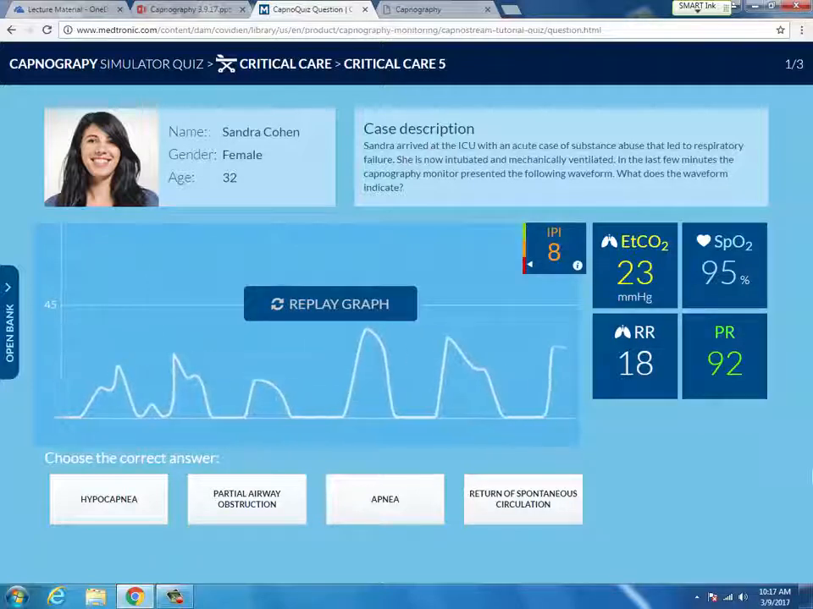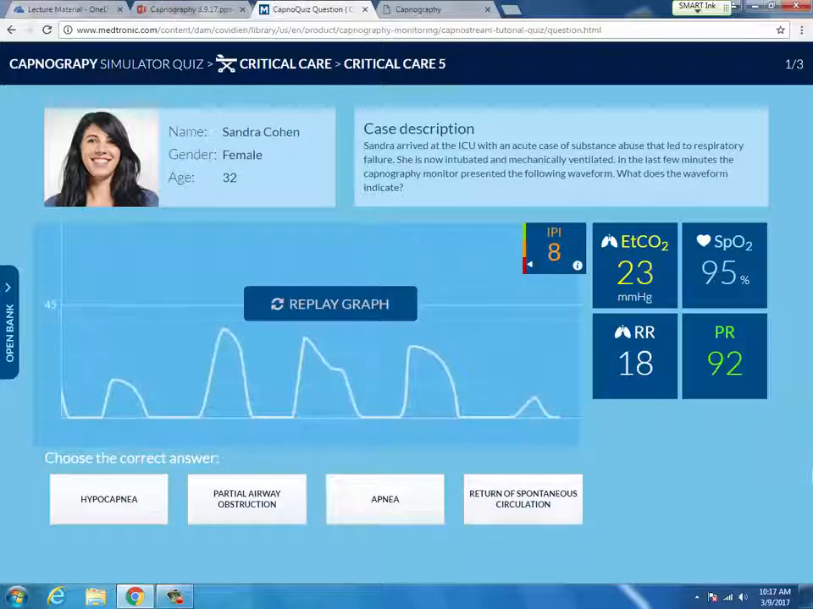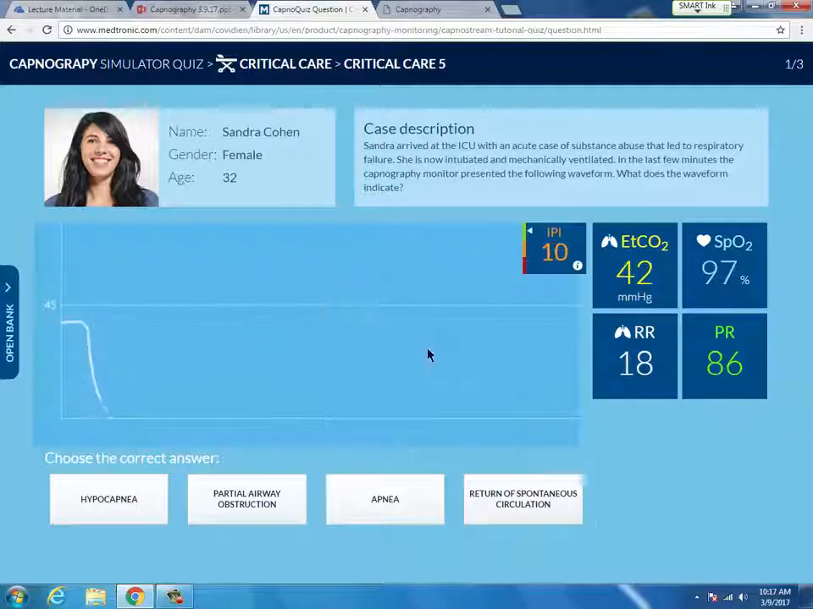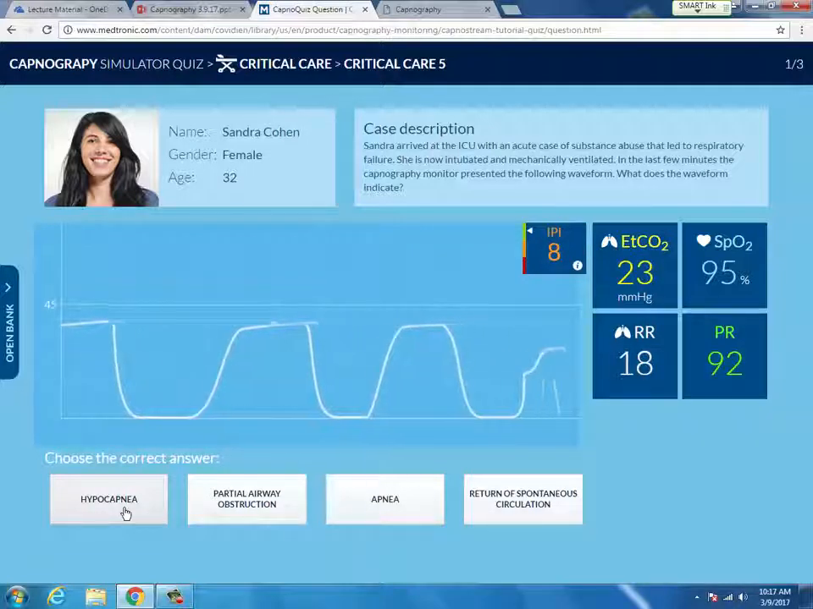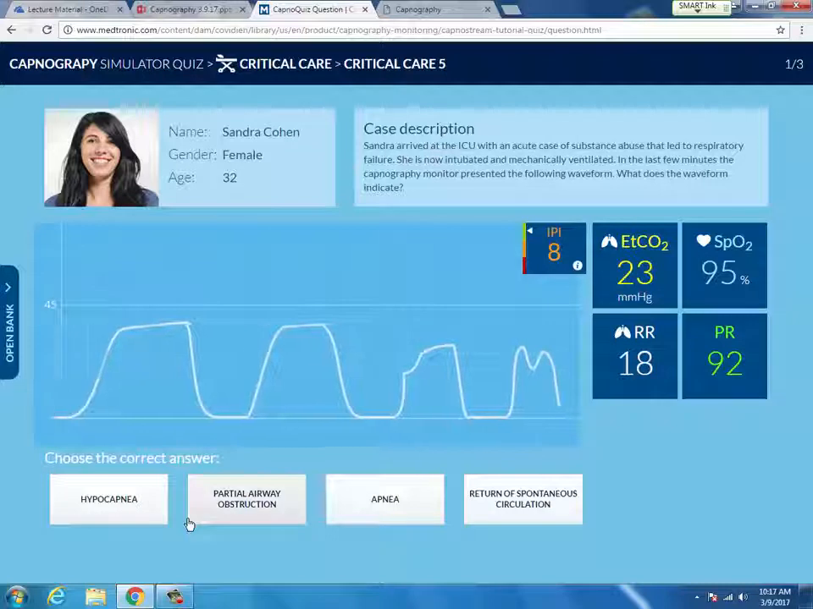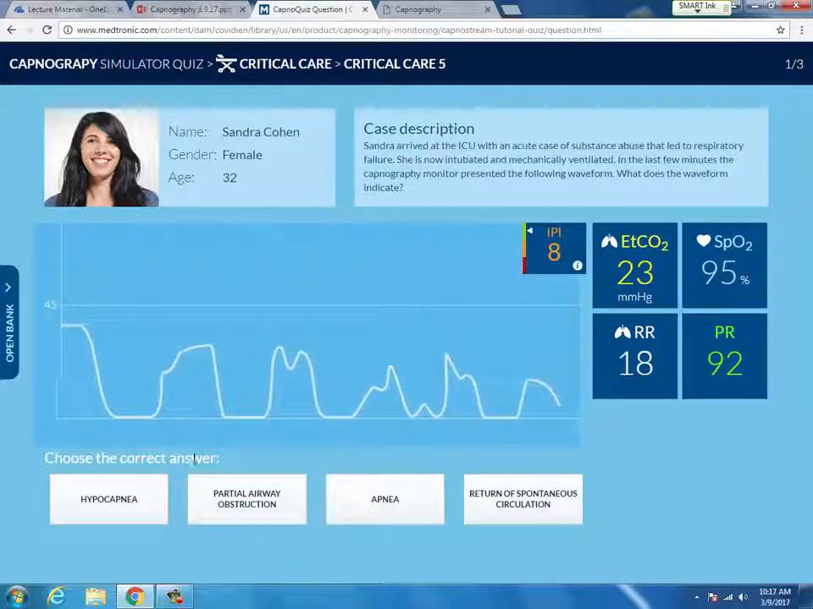All right. She's mechanically intubated. ETCO2 is 23, SpO2 is 95, 18 respiratory rate, and her pulse rate is 92. So, all right. Who says hypocapnia? Who says partial airway obstruction? Who says apnea? And then nobody is going to say that. All right.